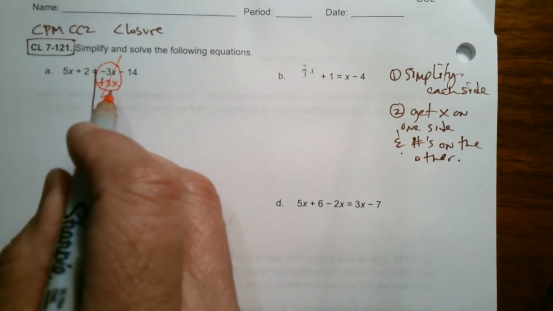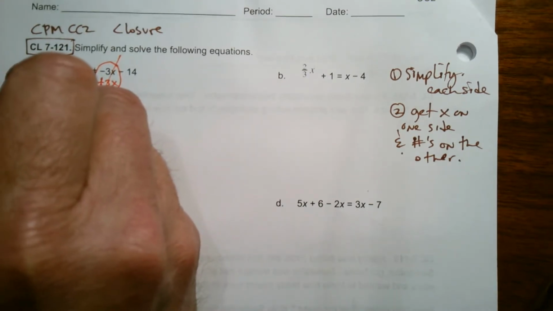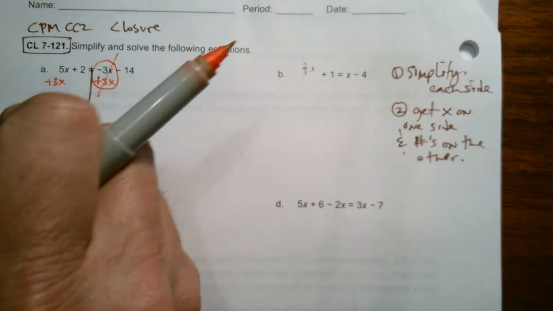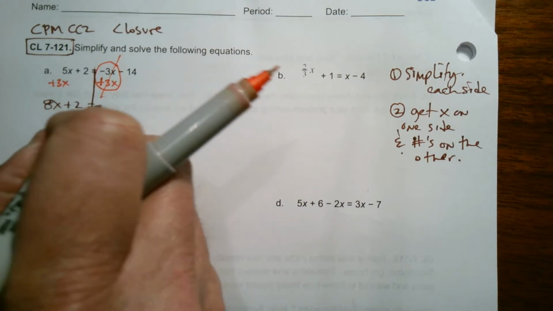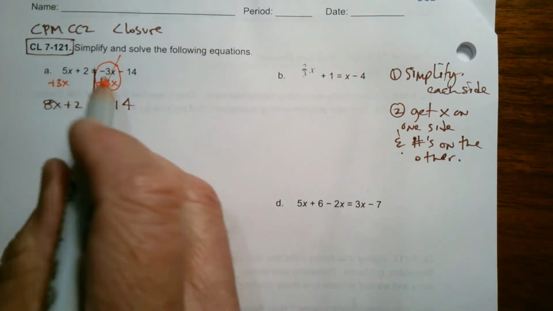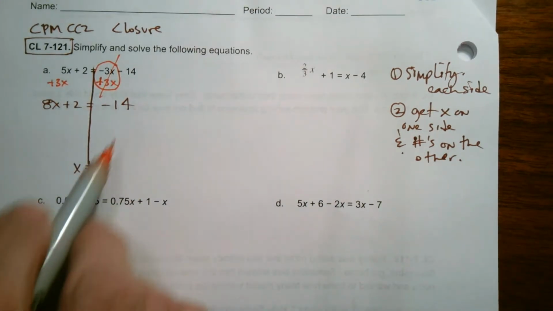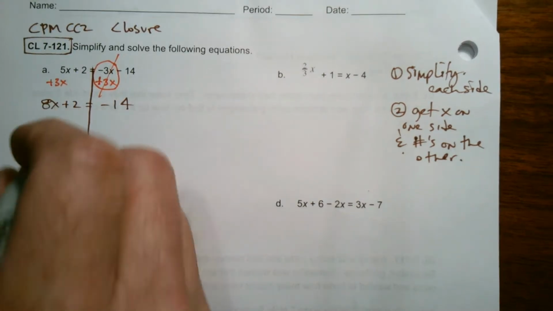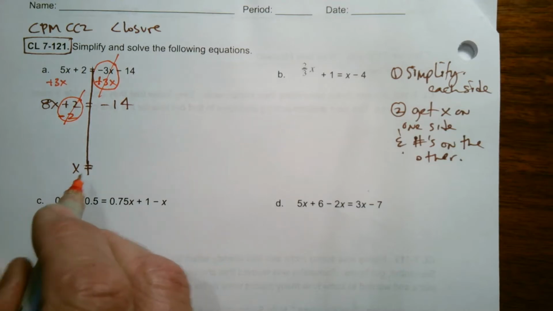If I do that, though, it's an equation, so I've got to keep things balanced. I'm going to have to do the same thing over here and add 3x on this side. So we end up with 8x plus 2 equals negative 14. Now I want to get all the numbers on the other side. If I'm putting x on this side, I want the numbers over here. That means I've got to get rid of them from here. The opposite of plus 2 is minus 2, and that gets rid of the numbers on this side.